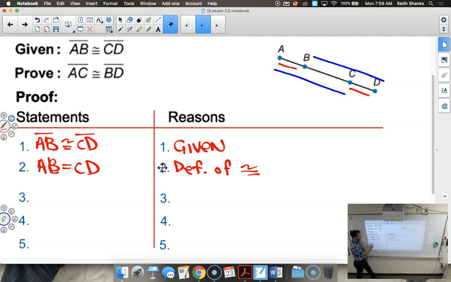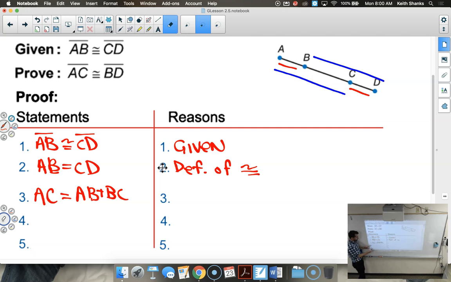I want to talk about this guy here, AC. I know that AC is equal to what? Please don't say BD, because we don't know that yet. AB plus BC. It is equal to AB plus BC. That's what the segment addition postulate says: this big blue segment is made up of two parts, AB and BC. If you take the two small parts and add them together, you get the big part.